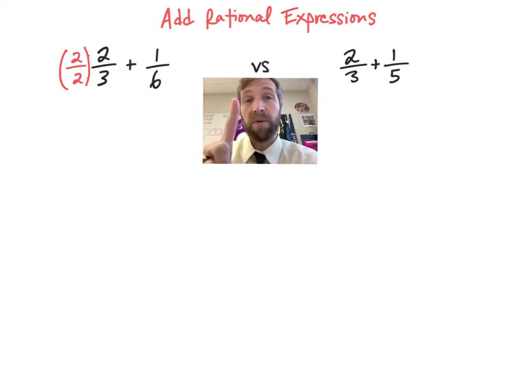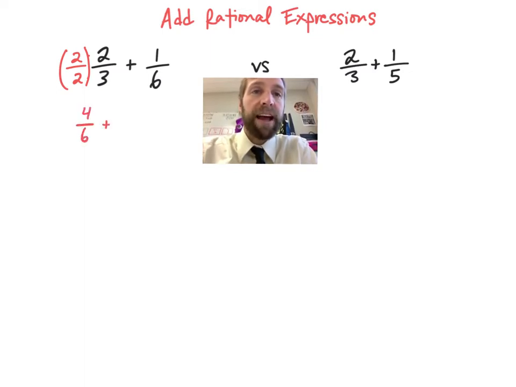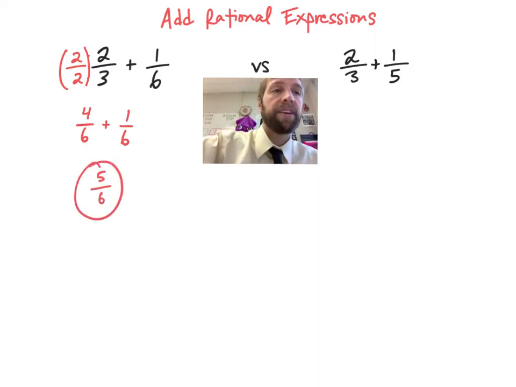And what happens when you multiply by 1? It stays the same. So literally, I've kept this problem the same. I just used a fancy version of 1, with that being 2 over 2. So now I have 4/6, and now I have 1/6, and we already did this in class. Common denominators are easy, and there's 5/6.